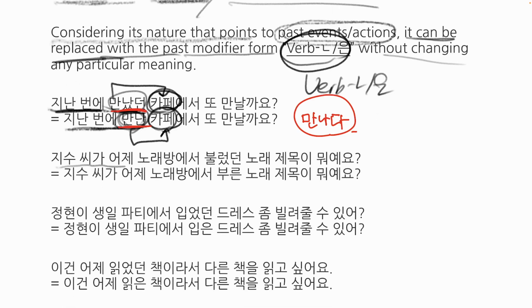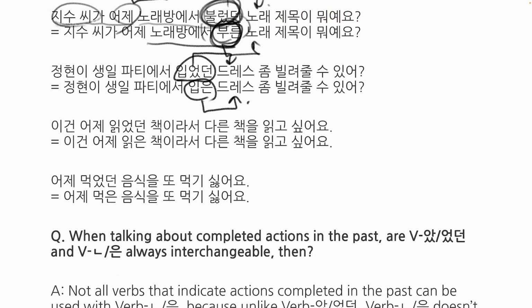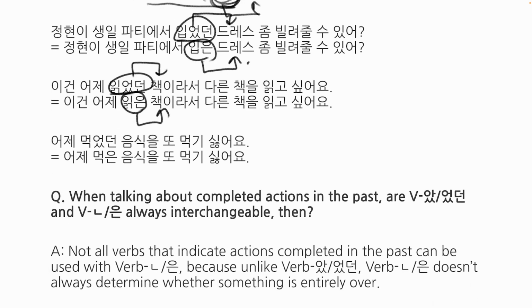And 지수 씨가 어제 노래방에서 불렀던 노래, 불렀던, the action that happened in the past, 부른 노래, the action that happened in the past. 지수 singing song happened like yesterday, so it's the past. So whichever one you use, it doesn't have like major change in meaning. 입었던 드레스, or 입은 드레스, 읽었던 책, or 읽은 책, 먹었던 음식, 먹은 음식.